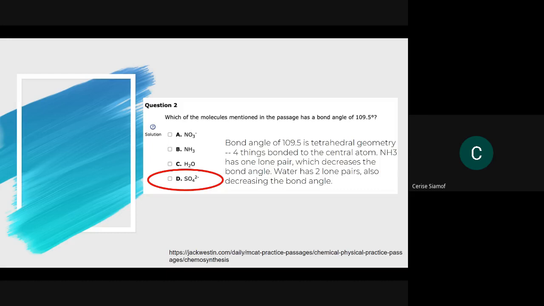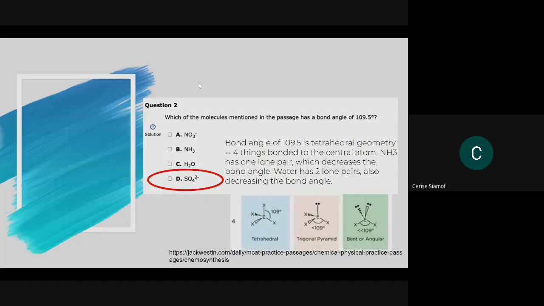But when you have lone pairs, they cause a decrease in the bond angle because they repel the other electrons that are forming the bond. So to get exactly 109.5, you need 4 actual species bonded to the central atom, which is why SO4 is the right answer here. Any questions? Okay, we can keep going. I've put a little graphic from Jack Weston there to explain that. NH3 would be the pink or orangish example, and water would be the green example. They would be slightly less than 109.